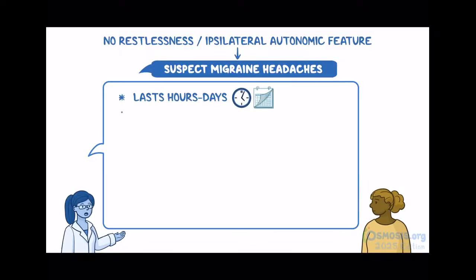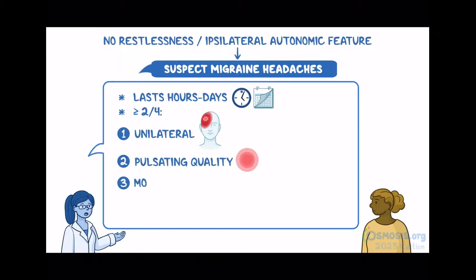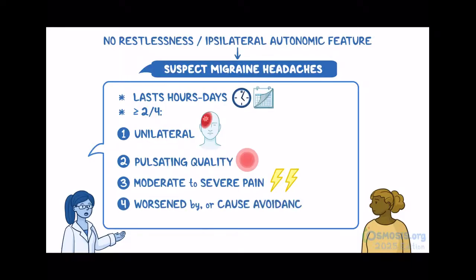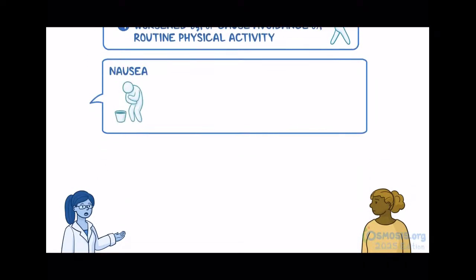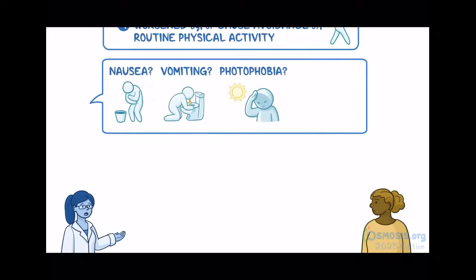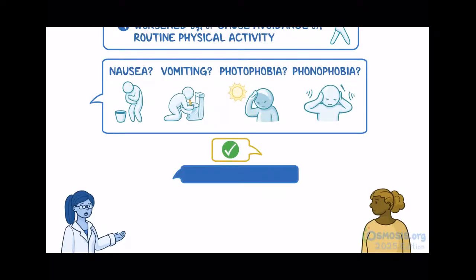Migraines last hours to days and have at least 2 of the following 4 features: unilateral in location, pulsating quality, moderate to severe pain intensity, and they are worsened by or cause avoidance of routine physical activity such as walking. Finally, in contrast to tension-type headaches, migraines are associated with nausea, vomiting, photophobia, and phonophobia. If your patient meets the criteria, diagnose migraines.